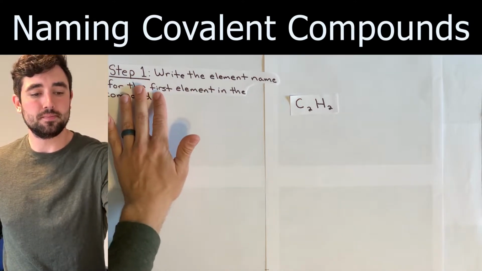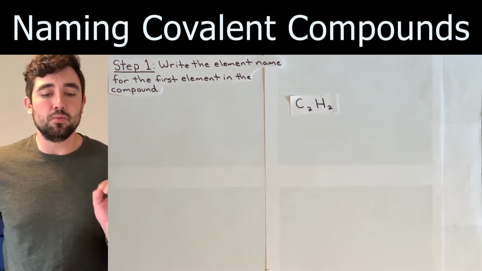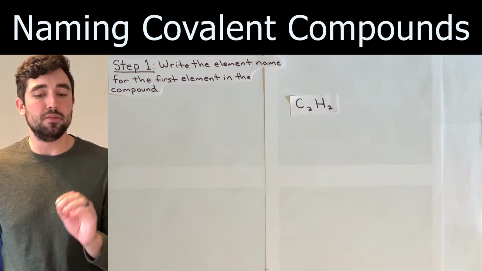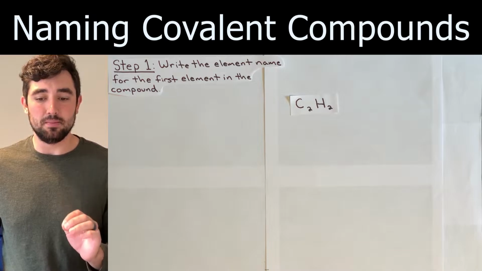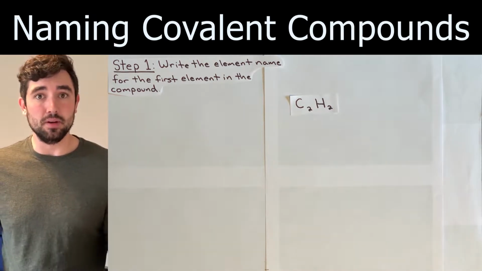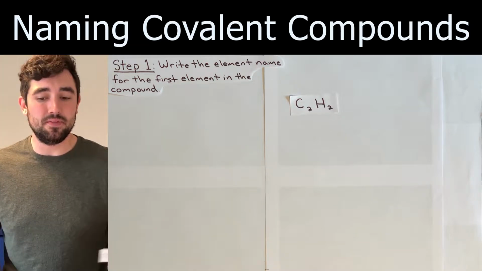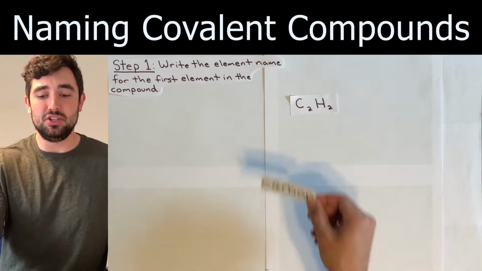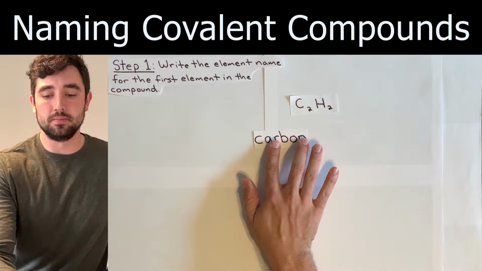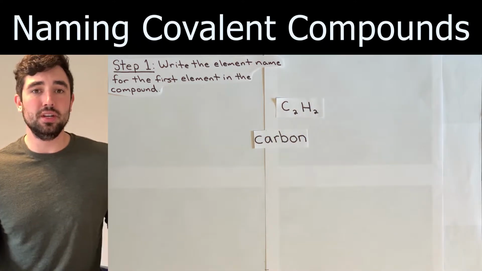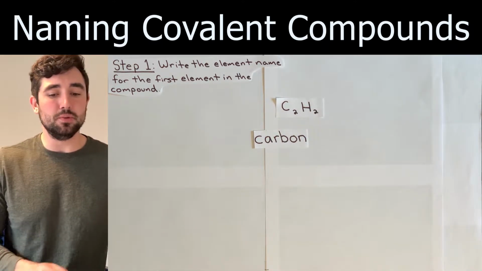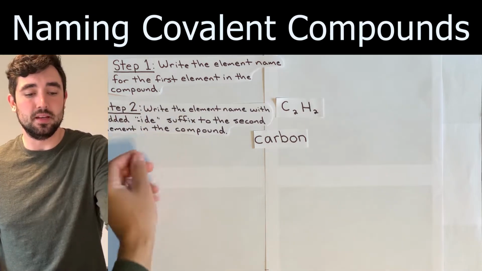Step 1 is we want to write the element name for the first element in the compound. So, carbon, we just write it normally. We don't put any suffix on it, we don't do an IDE, it's just carbon. That is all it is. Let's look at step 2.